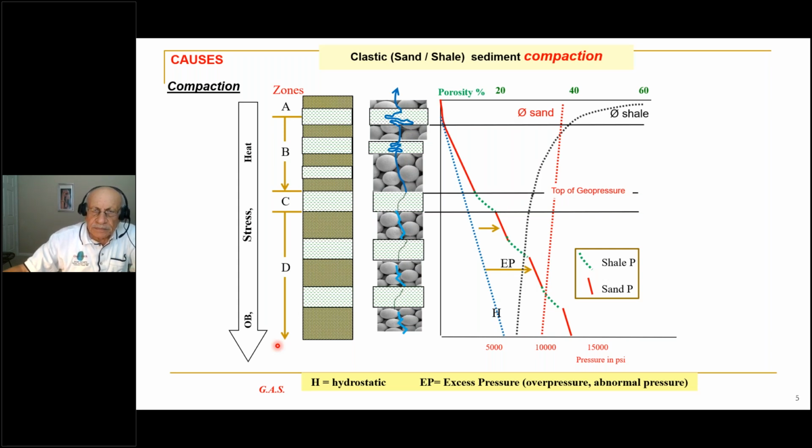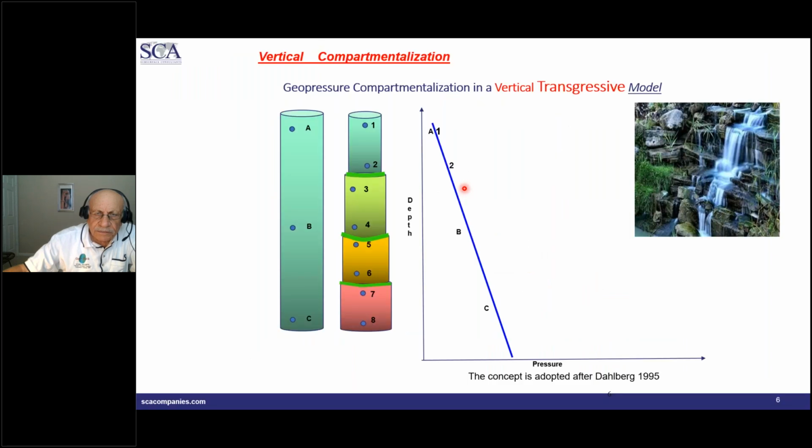I'm building a lot of ideas about it. Here is the exponential trend for the shale. Here is the linear trend for the sand. And that's what the compartmentalization looks like.